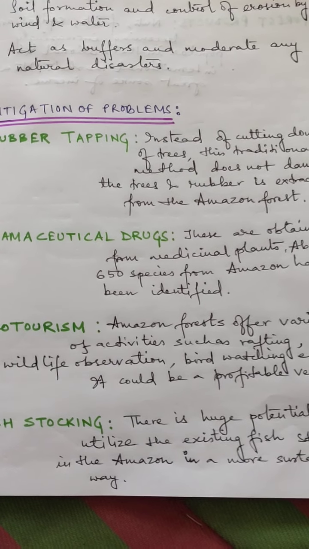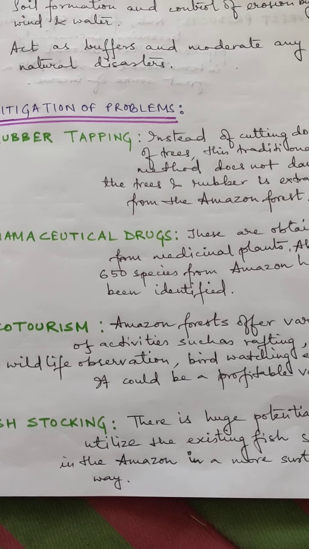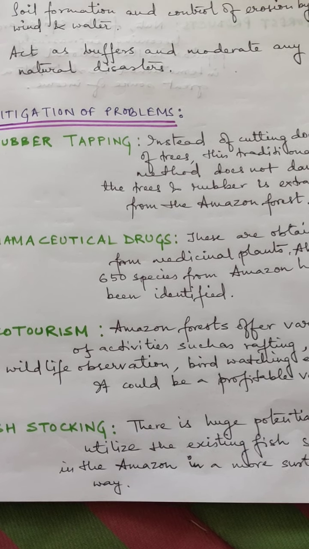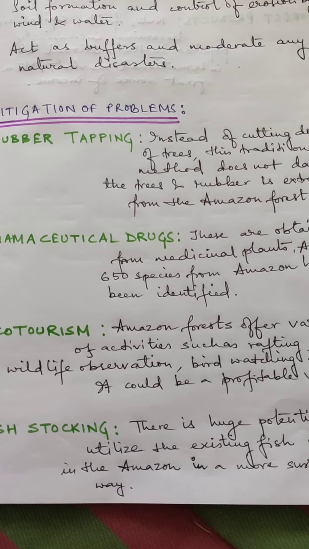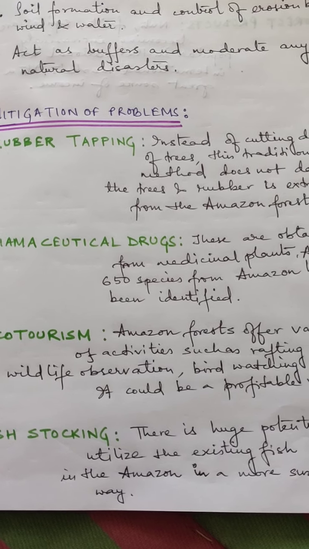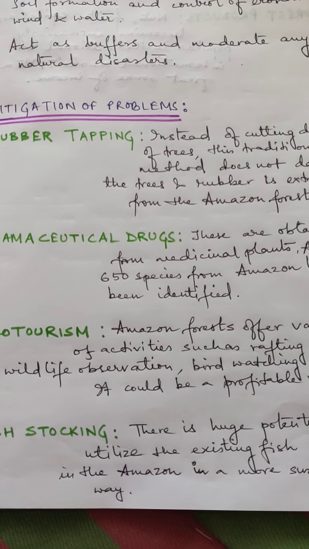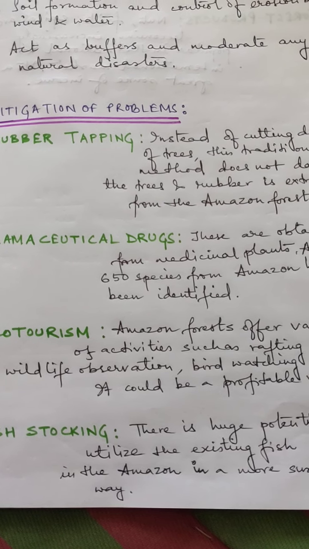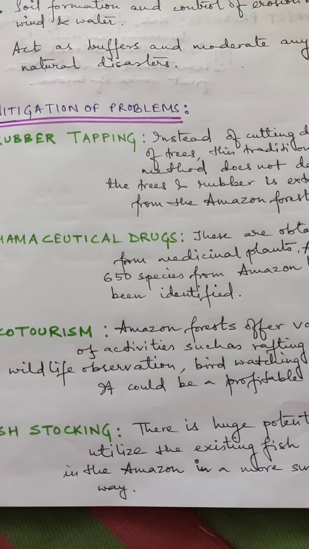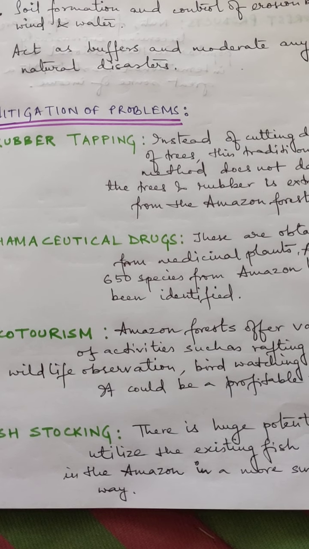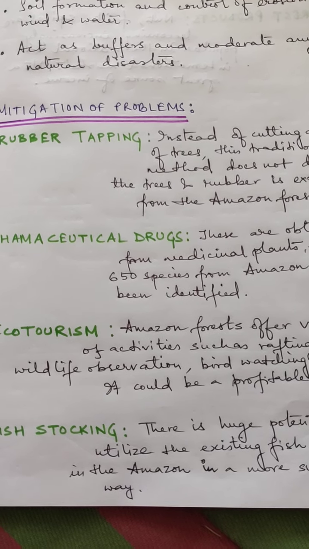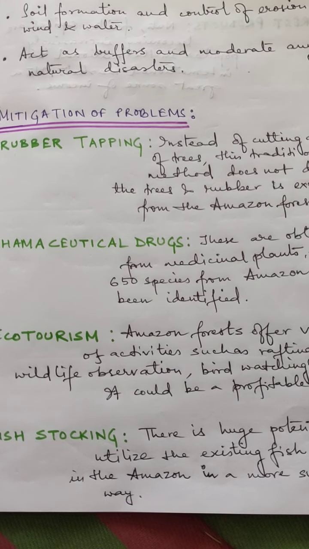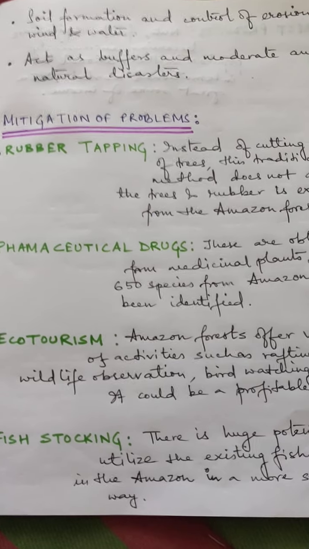Next, soil formation and control of erosion by wind and water. This is another very important point. As you know, soil erosion is very harmful. So soil formation as well as control of soil erosion is done by the plants. Number 5, act as buffers and moderate any natural disasters, because you know nowadays we are suffering so much from the natural disasters. So plants act as the buffers and moderate any kind of natural disasters. It can be storm, it can be flood. Okay, so I have just here jotted down 5 points. There are many points in your book, but mainly you can get 5 marks question. That is why I have made it in that way.